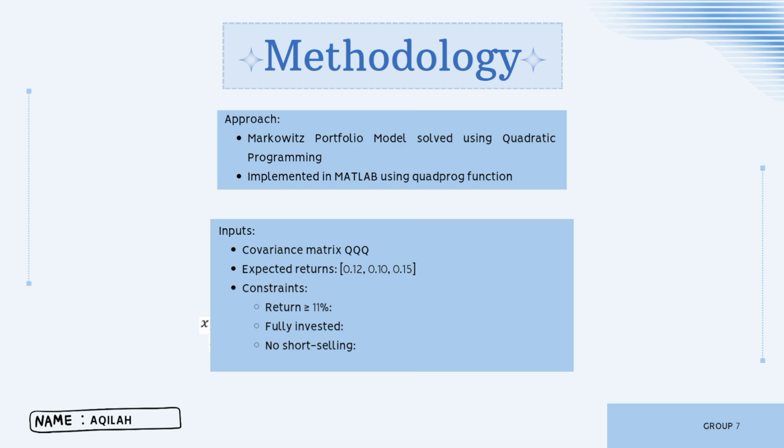In this section, I will explain how we solve the portfolio optimization problem using MATLAB and quadratic programming. The goal is to find the best investment proportions for three stocks, which are stock A, B, and C, so that we minimize risk while achieving at least 11% expected return. To do this, we applied the Markowitz portfolio optimization model.